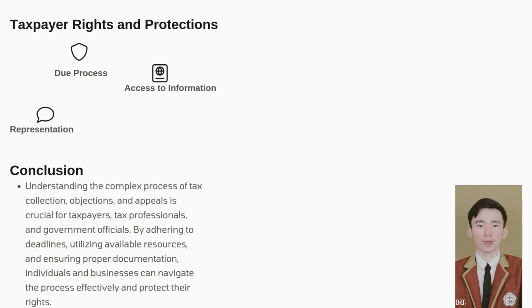Conclusion. Understanding the complex process of tax collection, objections, and appeals is crucial for taxpayers, tax professionals, and government officials. By adhering to deadlines, utilizing available resources, and ensuring proper documentation, individuals and businesses can navigate the process effectively and protect their rights.